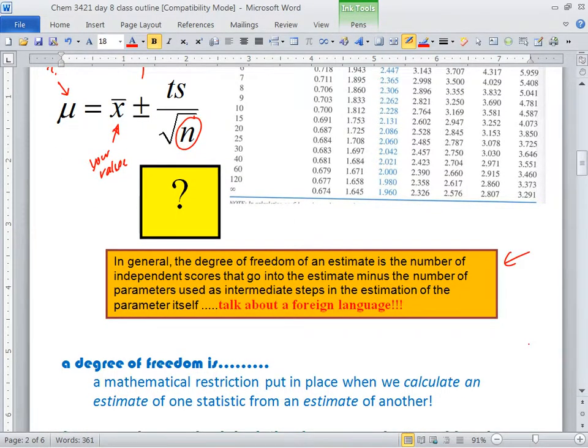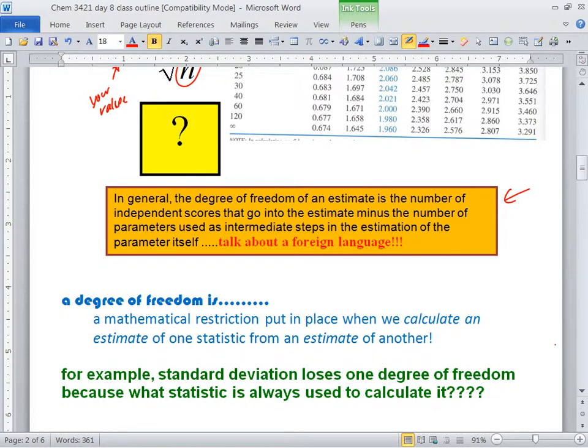But I think in layman's terms, what is a degree of freedom? It's a mathematical restriction that is put in place when we calculate an estimate of one statistic from an estimate of another. So, for example, standard deviation, to use the technical jargon, it loses 1 degree of freedom. There's all these parameters, and we're losing one because we used an estimate to calculate this estimate of standard deviation.